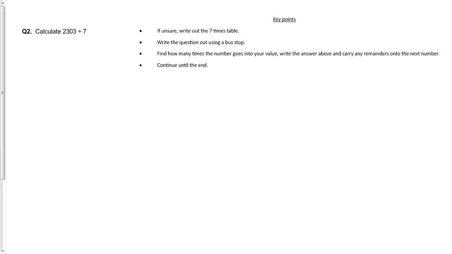Okay, so help for question 2. Now, last time, I actually tried out the times table as the first step. So the first key point is to write out the 7 times table unless you're really confident with it. So 7 times table: 7, 14, 21, 28. Then you need to add on 7.